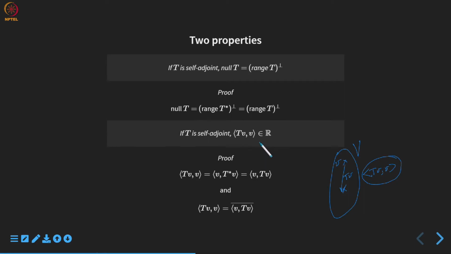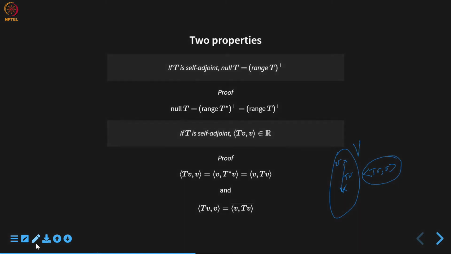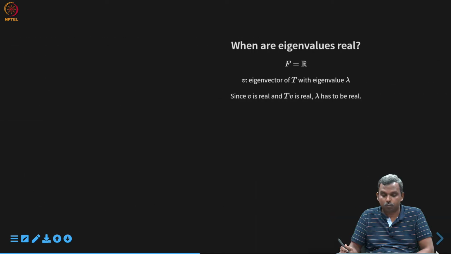The next interesting case is TV comma V being 0. Forget about real, what about TV comma V being 0? Is that possible? What happens in those cases? And what about the reverse: supposing TV comma V is real for all V, is it true that T is self-adjoint? These are the kind of questions we'll look at. We'll also look at eigenvalues of self-adjoint operators. That's also a very big result. So let's go forward.